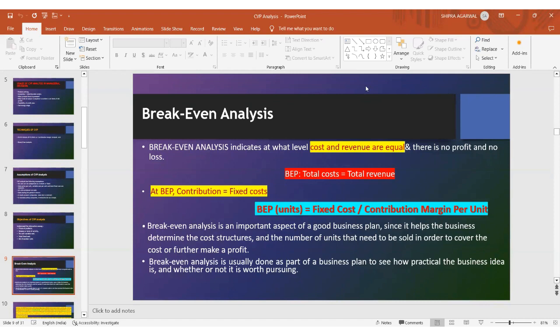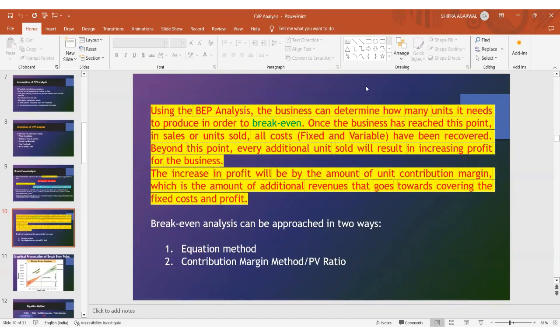Whenever we are talking about BEP, at this BEP, do remember your contribution is equal to fixed cost. Now, contribution and all these things are new for you. But right now, just remember that it is a point where there is no profit, no loss, or as we call it, total cost is equal to total revenue. Because the moment we do the next concept, the equation method, it will be more clear.